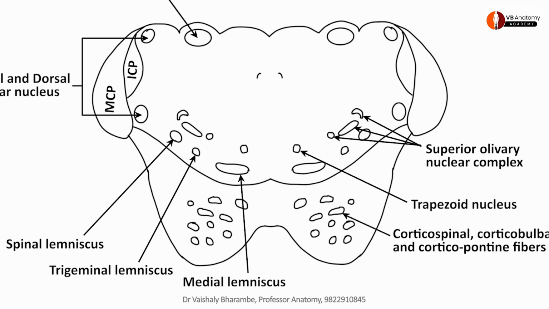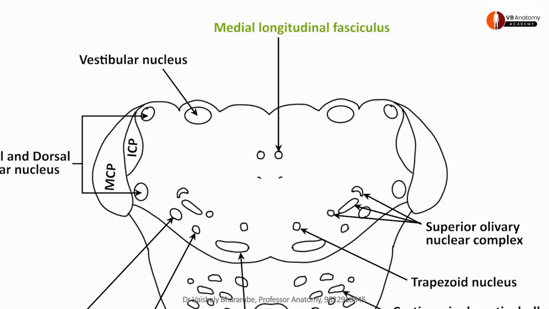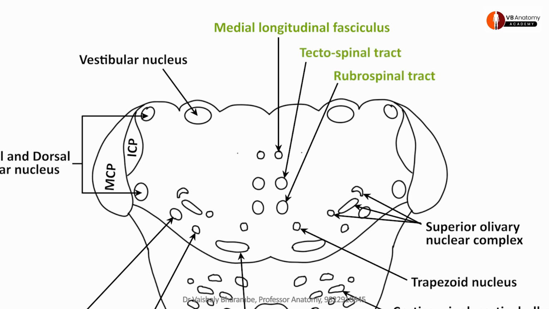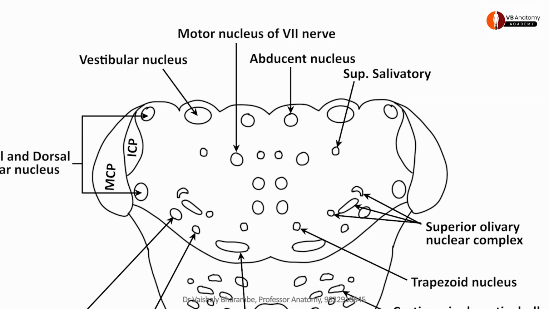Now let's draw the tracts in the center. Medial longitudinal fasciculus, tectospinal tract, rubrospinal tract. Remember MTR, always in the center. On either side of midline, draw the facial nerve nucleus, the abducens nerve nucleus. Laterally here, the superior salivatory nucleus.